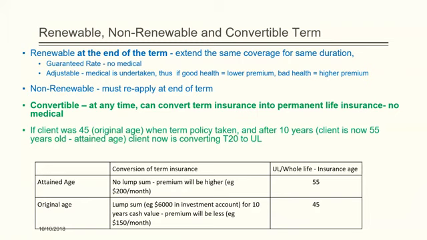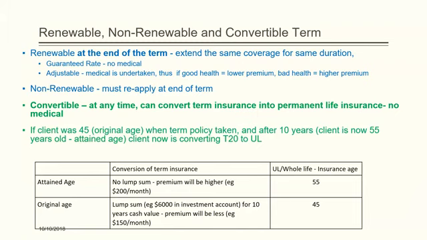In the guaranteed rate, there's no medical. Upfront, you know right away that after 10 years, you're going to be paying this dollar amount. Adjustable means the medical is undertaken, and if you have good health, you'll get a lower premium. If your health is bad, you will get a higher premium. So adjustable is more useful if the person's health is good, but again, it's not easy to predict. You don't know how your health is going to be after 5, 10, or 20 years.